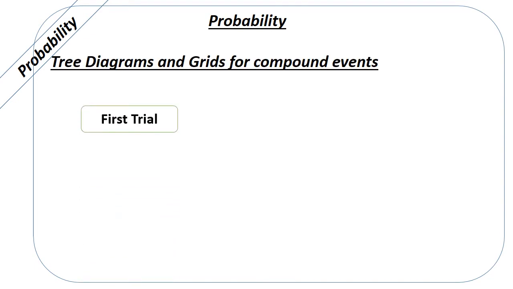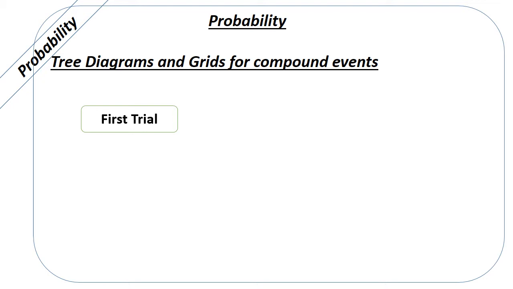So we're going to start with a tree diagram. Of course these are compound events, so a tree diagram has different trials. We can have a first trial where something is going to happen, then a second trial where another thing is going to happen, but at the end of the day we want to get one probability. With that being said, let's say we're going to do an experiment of tossing a coin.